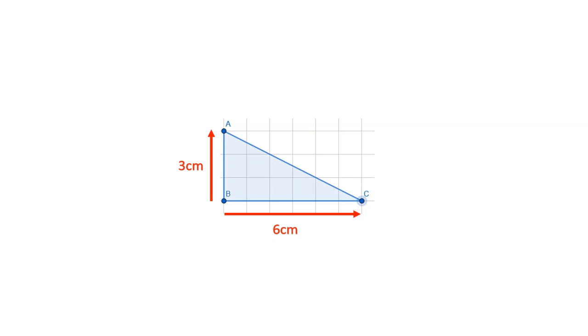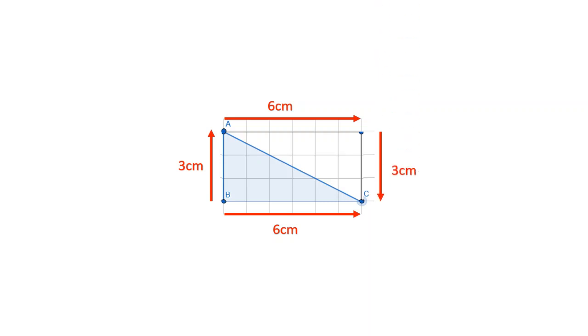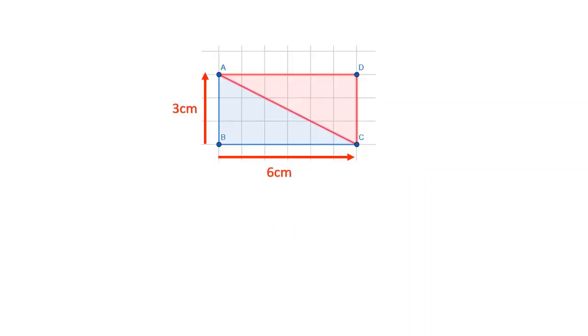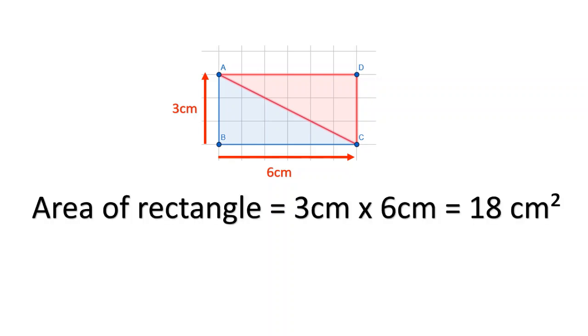What I'm going to do is I'm going to turn this triangle into a rectangle, because I know that if I do a line along the top of 6 centimetres and a line along the side of 3 centimetres, this right angle triangle has now turned into a rectangle. We've got a right angle triangle and another right angle triangle that add together to make a rectangle. The area of this rectangle is 3 centimetres times 6 centimetres, which is 18 square centimetres.